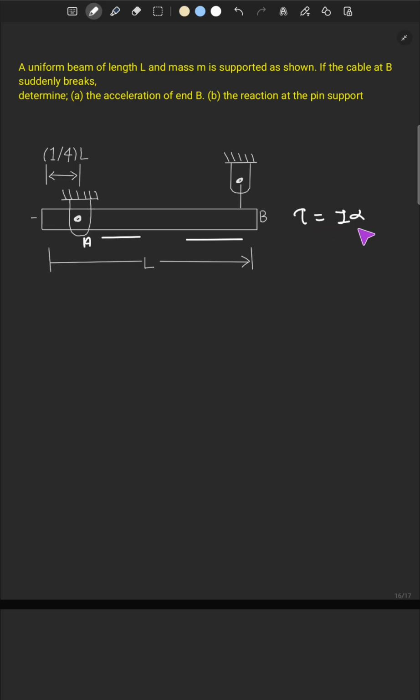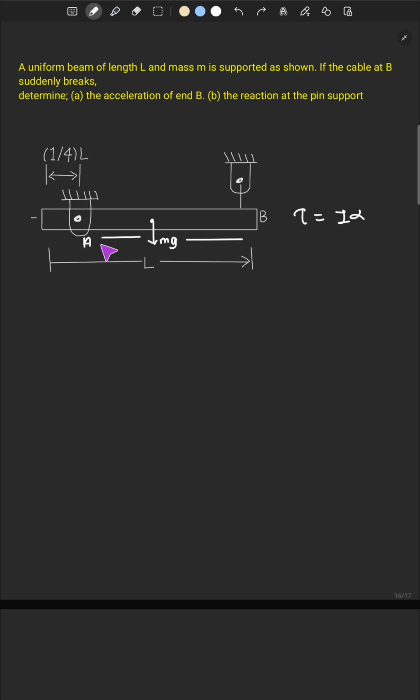So angular acceleration is related by this relation, torque is equal to I alpha. The only force which is going to provide the torque here is mg. Now about which point are we calculating torque? We have to first mark the point about which we are going to calculate the torque and moment of inertia.